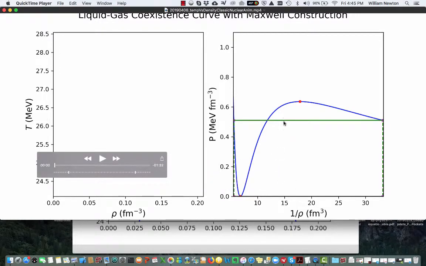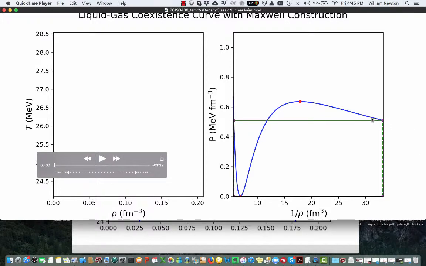And what we've got here, so we've got the gas phase coming up here, the liquid phase here, and the Maxwell construction is just a horizontal line that joins some point in the gas phase with some point in the liquid phase. And this is the trajectory that corresponds to what happens in real life. So let's imagine compressing the gas again, and let's try and understand what this horizontal line represents.